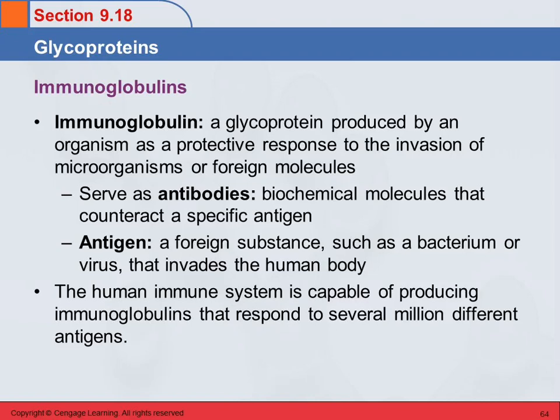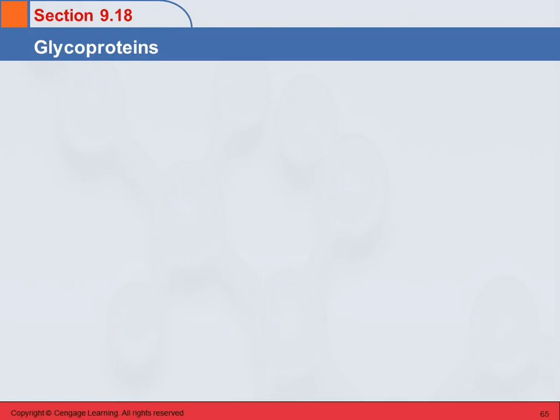Another glycoprotein group are immunoglobulins. These are globular proteins also. These are produced in response to invasion of microorganisms or foreign molecules. They serve as antibodies. So immunoglobulins are antibodies, but there are also other antibodies that are not immunoglobulins. And they react to specific antigens. And by antigen, we just mean a foreign substance that's invading the body. And your immune system is capable of producing immunoglobulins that respond to several million different antigens. It's pretty amazing.